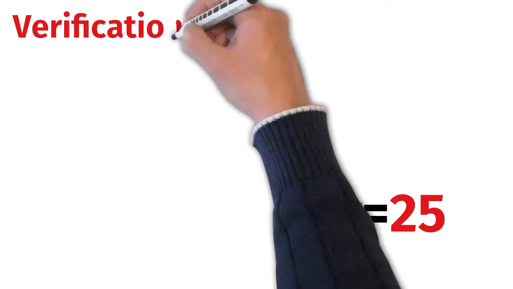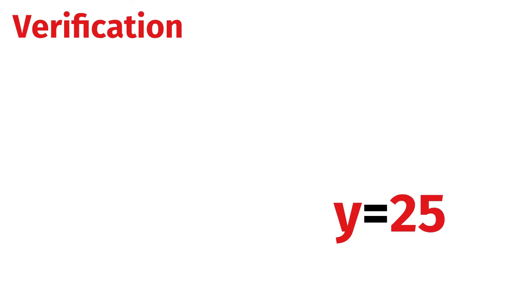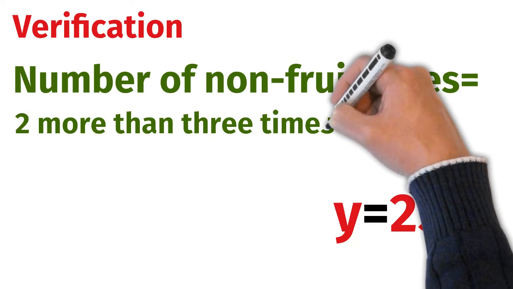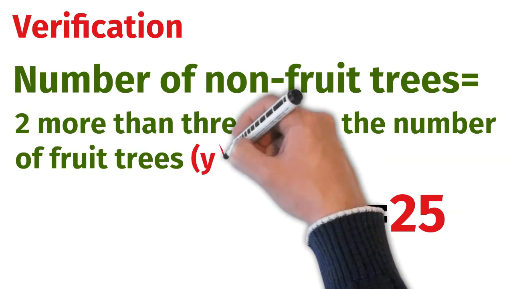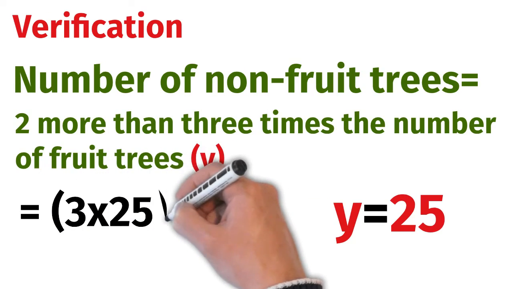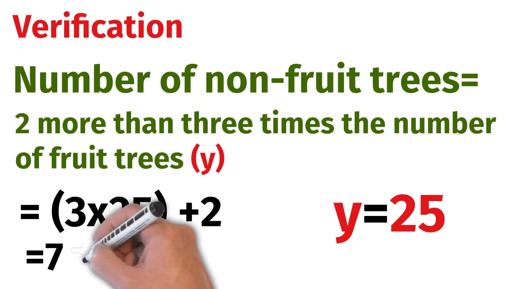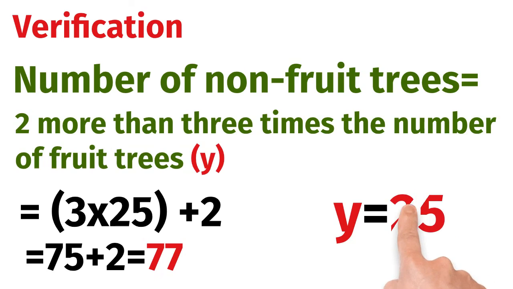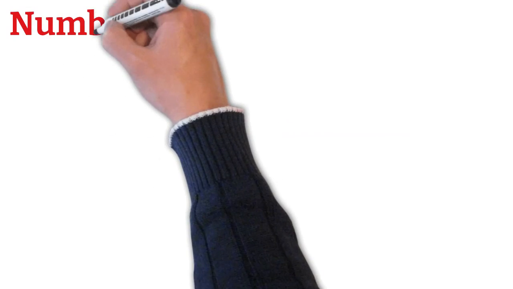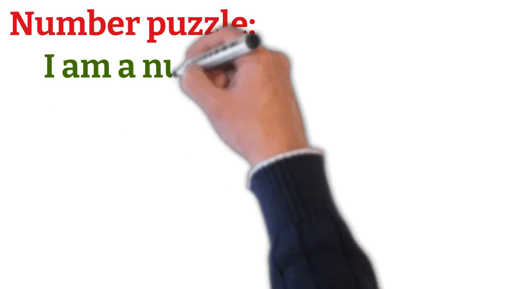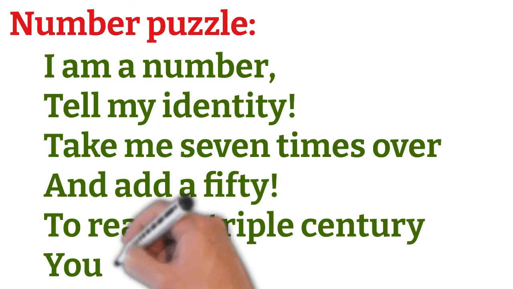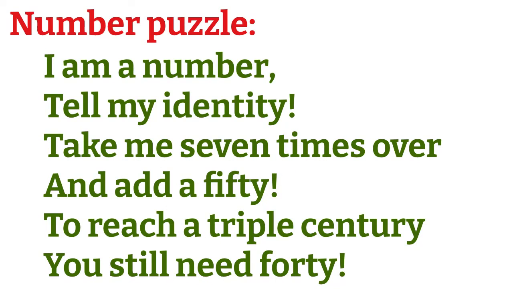Let's verify. According to the given problem, the number of non-fruit trees is equal to 2 more than 3 times the number of fruit trees. That is equal to 3 times 25 plus 2, equal to 75 plus 2, which is 77. Solution is verified. Lastly, let's solve a number puzzle. I am a number. Tell my identity. Take me 7 times over and add a 50. To reach a triple century, you still need 40.